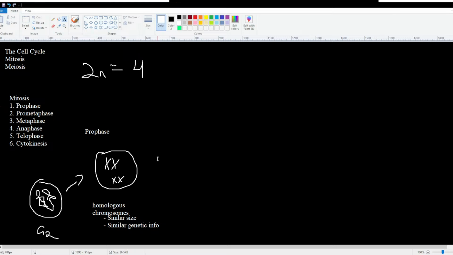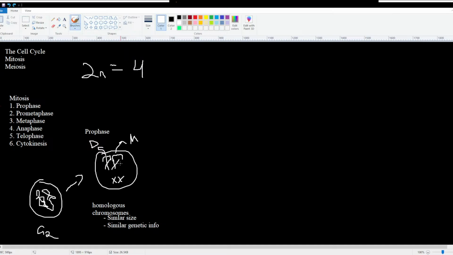Anyway, so homologous chromosomes are of similar size and similar genetic information. So what does this mean? It means just exactly that. They're similar size and similar genetic info. This is where you get one from your dad, one from your mom. You have this one that came from dad, and this one that came from mom. And this is what makes you so special, right? Because this combination of chromosomes is very, very unique.